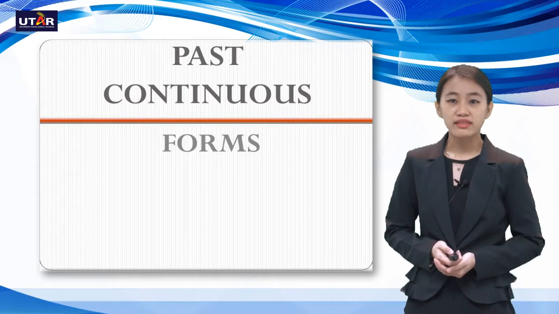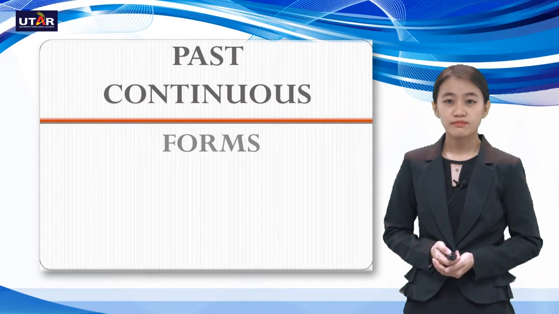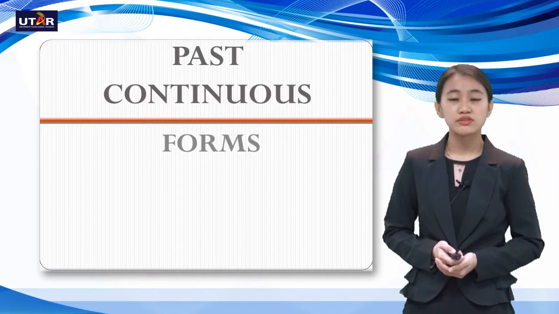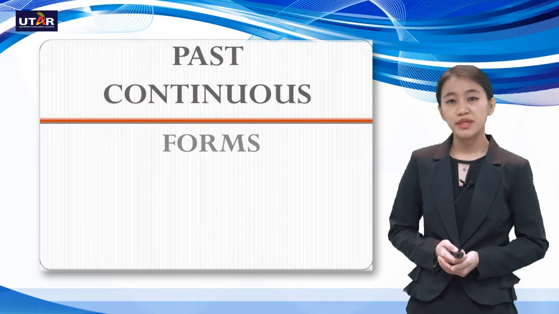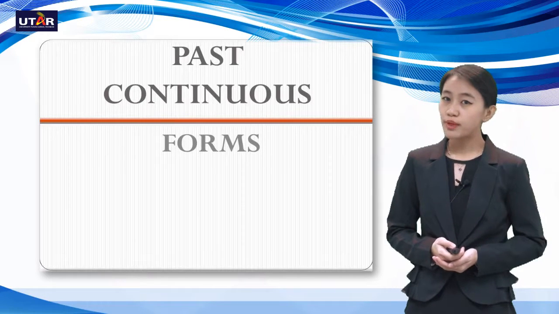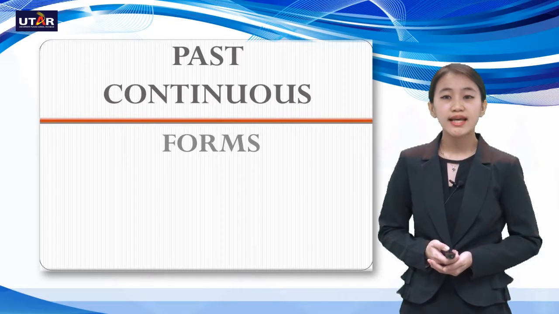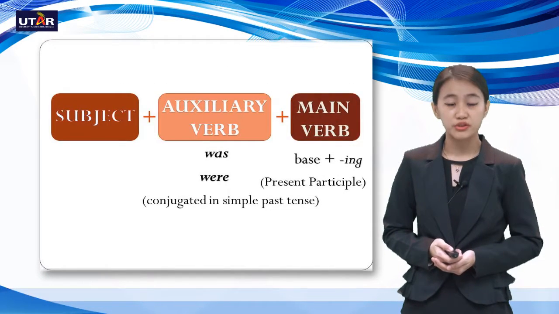Let's look at the past continuous forms. When you want to construct a past continuous, you must of course start with the subject. So the subject can be nouns or pronouns. I'm sure you remember what your nouns are and pronouns. Very good. Now, after your subject, it must be followed by an auxiliary verb.